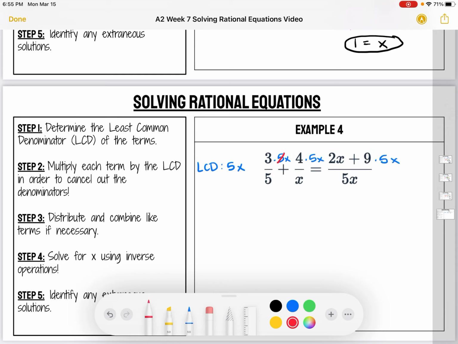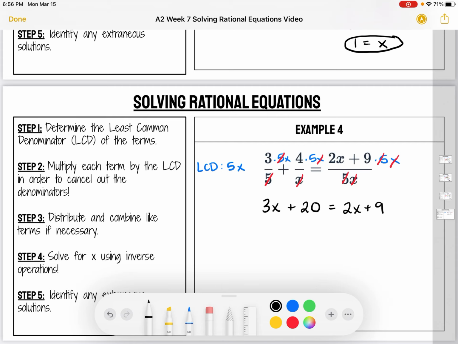So for the first term, the 5's cancel out. The second term, the x's cancel out. And for the last terms, the 5's and the x's cancel out. So 3 times x gives me 3x. That's what I'm left with here. And then I have 4 times 5, so that's going to be left with 20. And then everything canceled here, so I'm just left with 2x plus 9. All right, I don't have any more distributing to do, and I don't see any like terms.